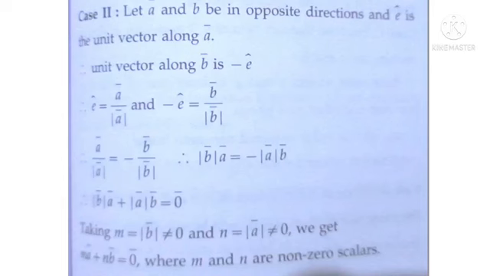Now we see the second case, where a bar and b bar are in the opposite direction and e cap is the unit vector along a bar. So the unit vector along b bar is minus e cap, because a bar and b bar are in opposite directions. So we get e cap as a bar upon magnitude of a bar and minus e cap as b bar upon magnitude of b bar. So from these two equations you can write a bar upon magnitude of a bar is equal to minus b bar upon magnitude of b bar.